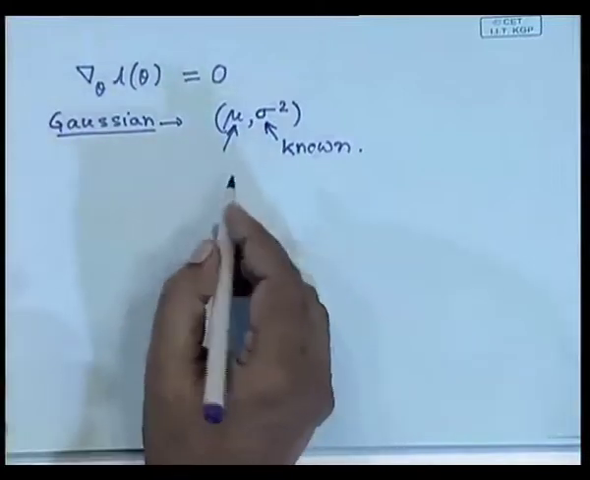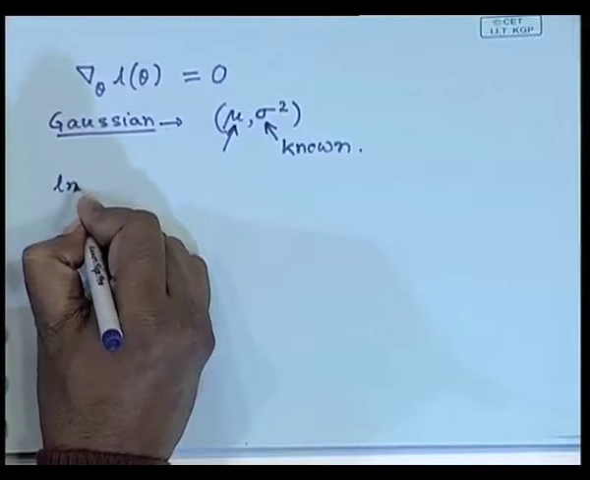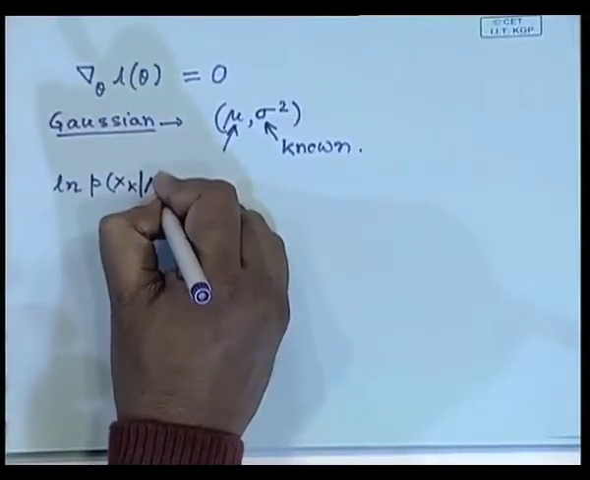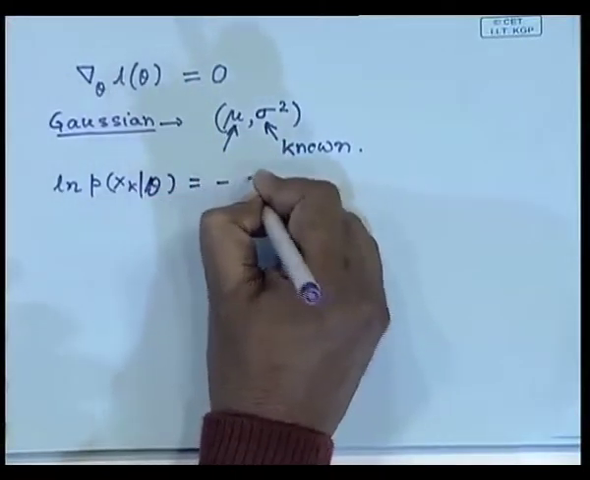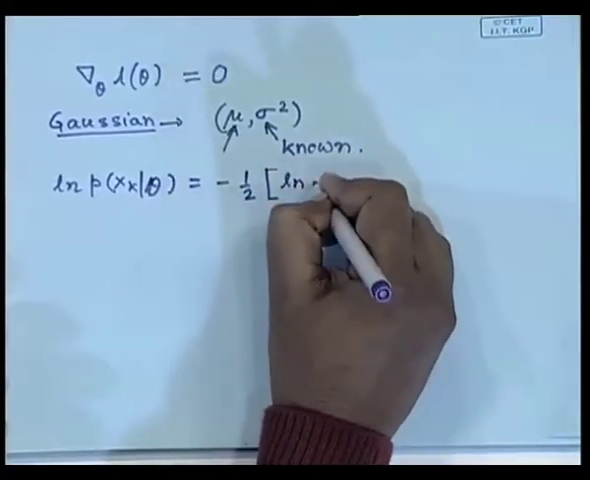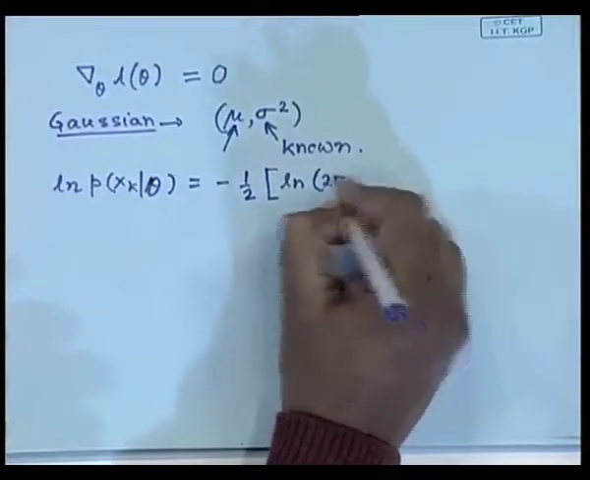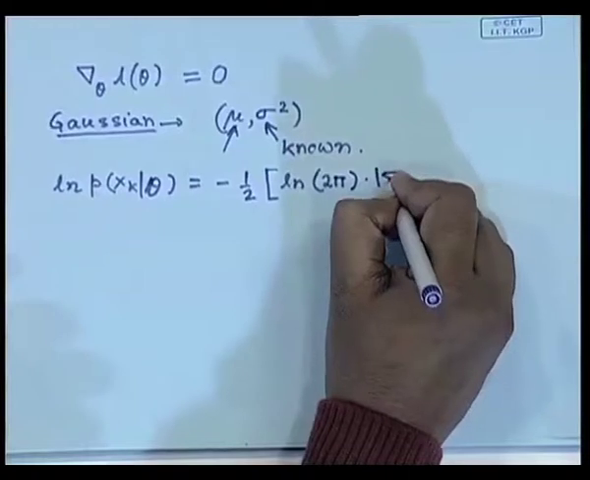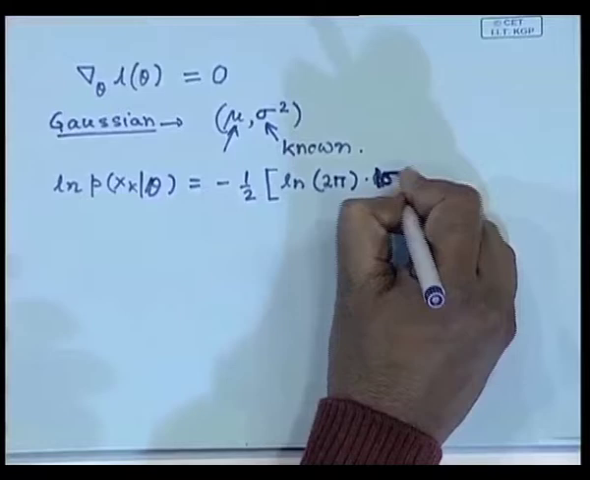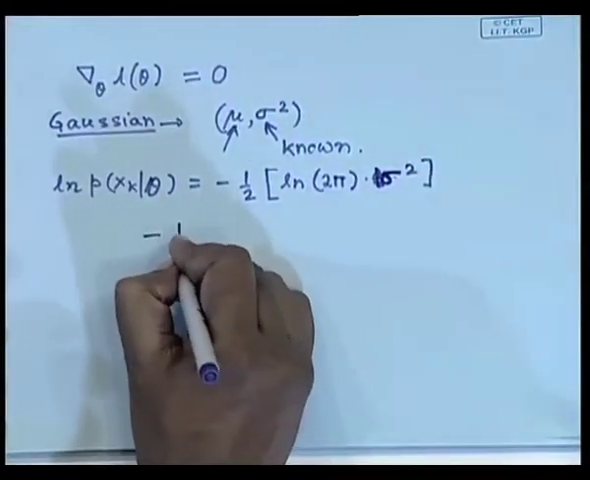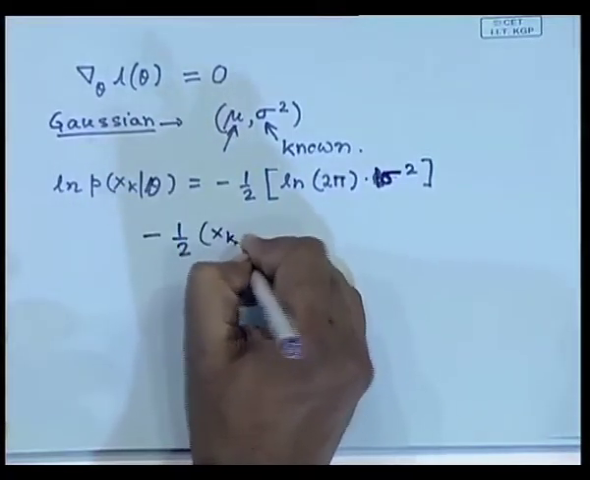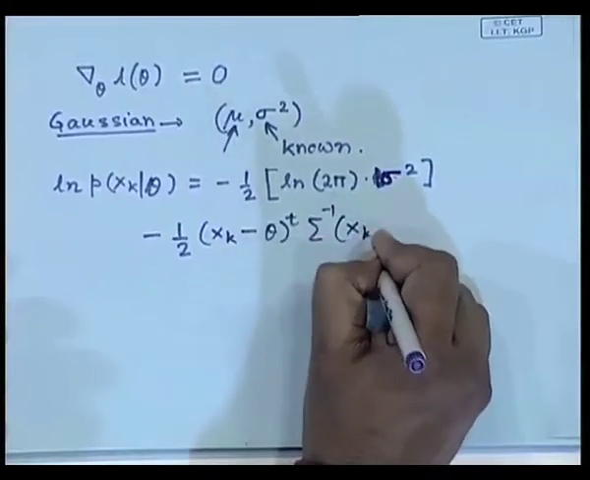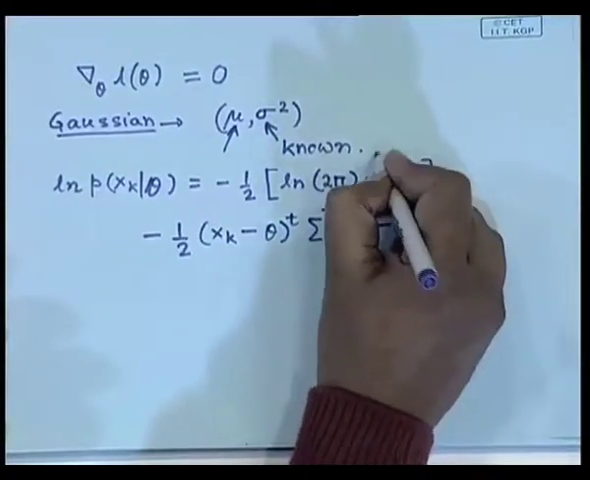Okay. So, for this Gaussian distribution we know that the log likelihood will be given by ln of the probability density function of x k given theta, which is nothing but minus half, sigma square, okay, minus half. Okay. So, instead of sigma square let me put it as this. Okay.